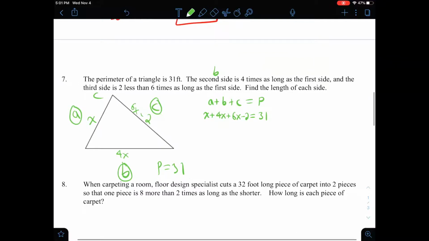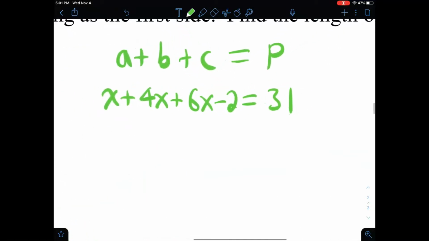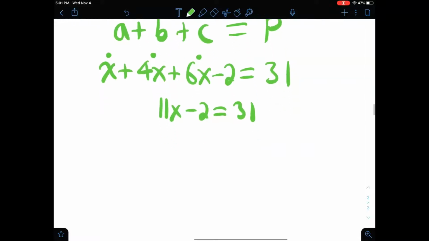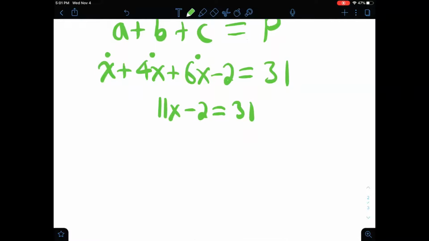Okay, so once you find that hard stuff of labeling, the easy part is just solving from here, okay? All right, so now we need to solve. Anything to distribute here? No. Any like terms? Yes, we got x, 4x, and 6x. So x plus 4x is 5x, 5x plus 6x is 11x, minus 2 equals 31. Anything else to distribute? There's nothing to distribute. There were like terms. Any other like terms? No.